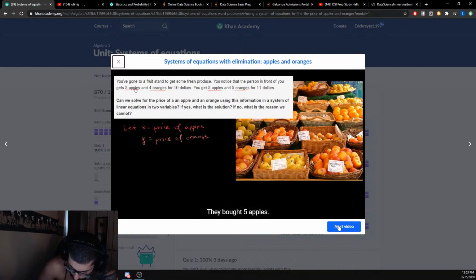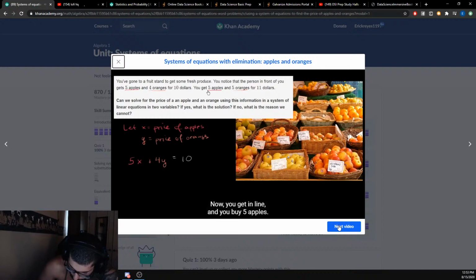They bought 5 apples. So how much did they spend on apples? Well, they bought 5 apples times X dollars per apple. So they spent 5X dollars on their 5 apples. And they bought 4 oranges, times Y dollars per orange. So they spent 4Y on oranges. So the total amount that they spent is 5X plus 4Y. And they tell us that this is equal to $10.